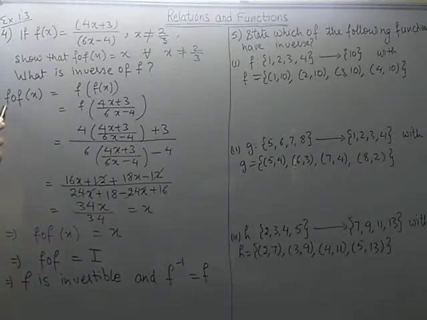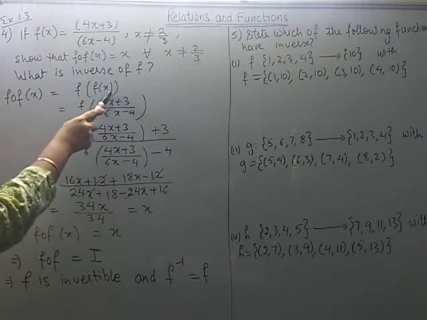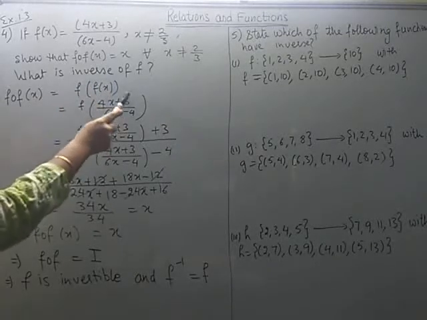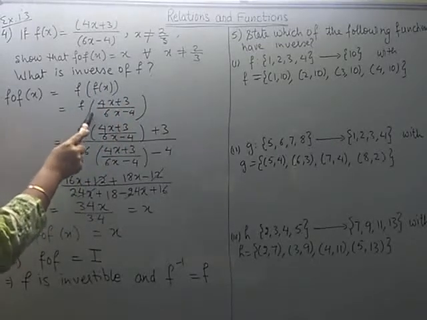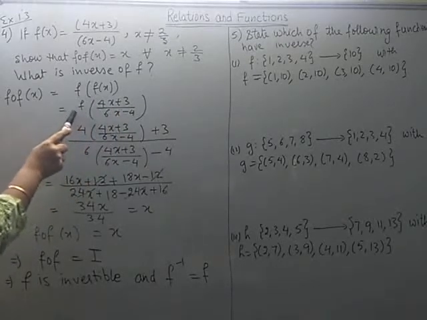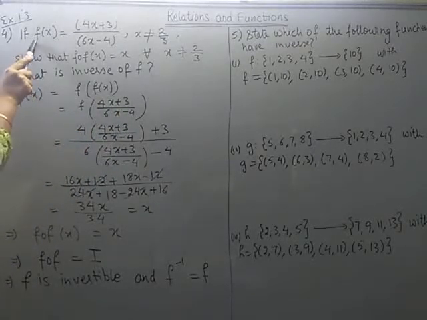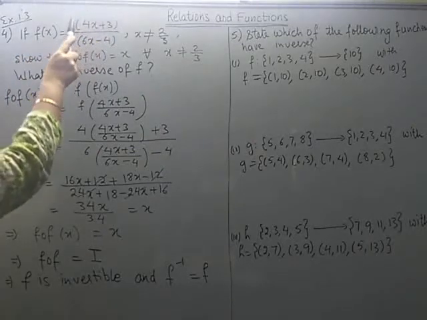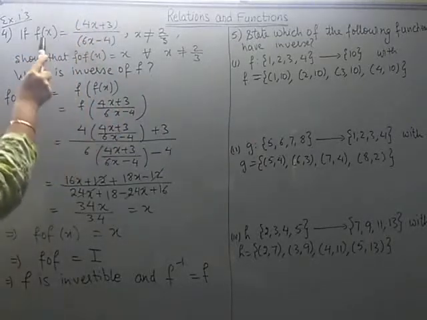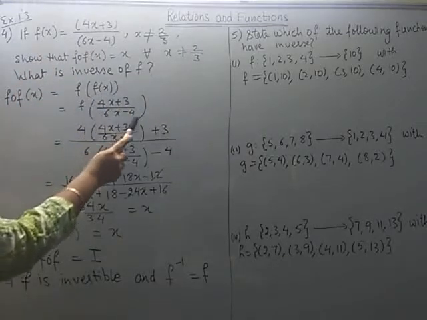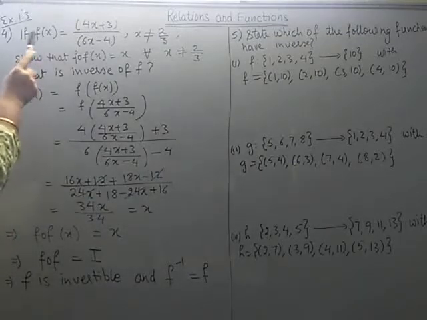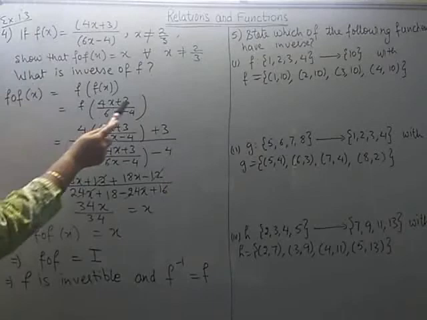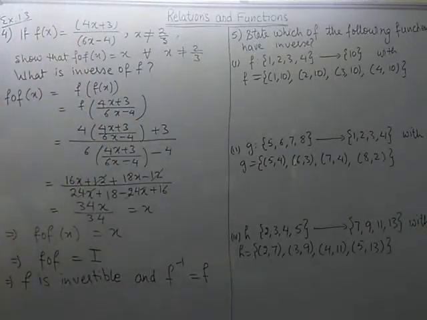Now see here, when we calculate the composition of f with itself, we can write it as f of f(x). Because f(x) is known to us, we have substituted the value of f(x) here. Now it is again the image of this entire term under the function f. Now under the function f, the image of x is equal to this expression. Now in place of x, here we are having the expression (4x + 3)/(6x - 4). So you apply the definition of f(x).